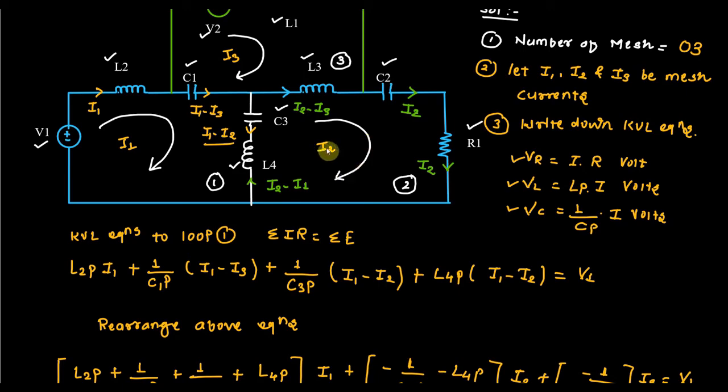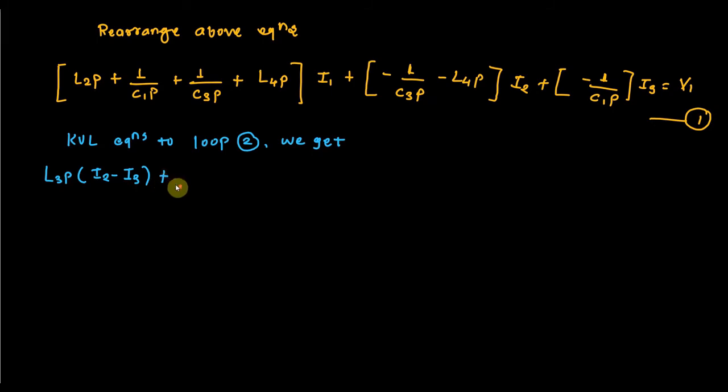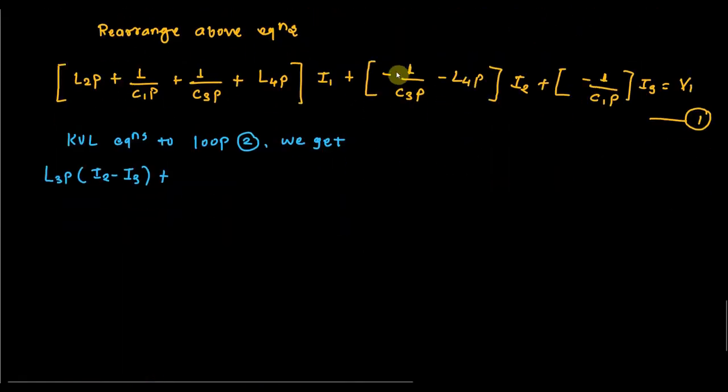So first is L3. I will write L3P into I2 minus I3 plus. For what? This C2. C2 is 1 upon C2P into I2.